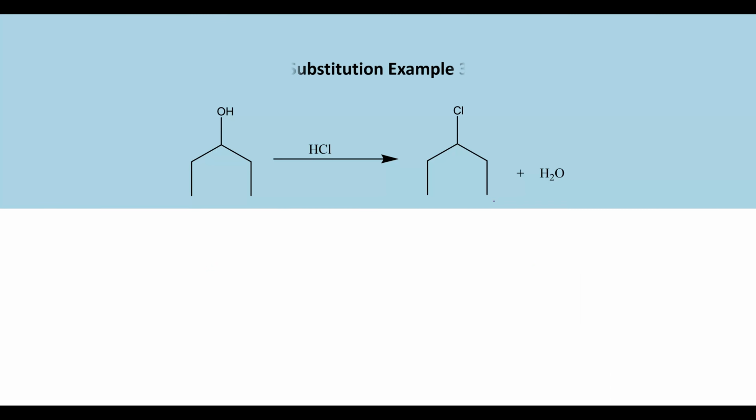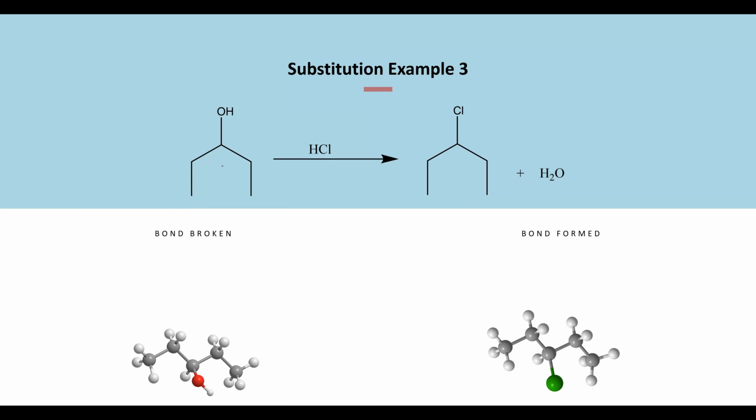Let's do one more example. Now this example is different from the first two because we're starting off with an alcohol instead of a haloalkane. So this alcohol has a polar bond. The polar bond is going to be between the carbon and the oxygen, and we're going to circle it. And in our product, our polar bond is between the carbon and the chlorine.